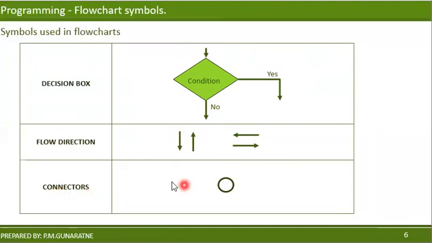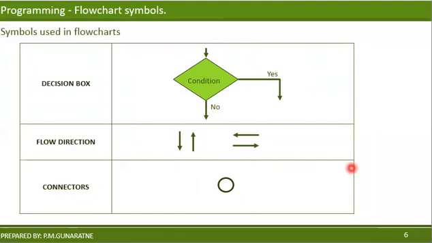And the connectors: if you want to connect 3 or 2 paths together, you can use a small circle to mention that you're going to connect these two. That means these 3 paths or these 4 paths are going to be connected.